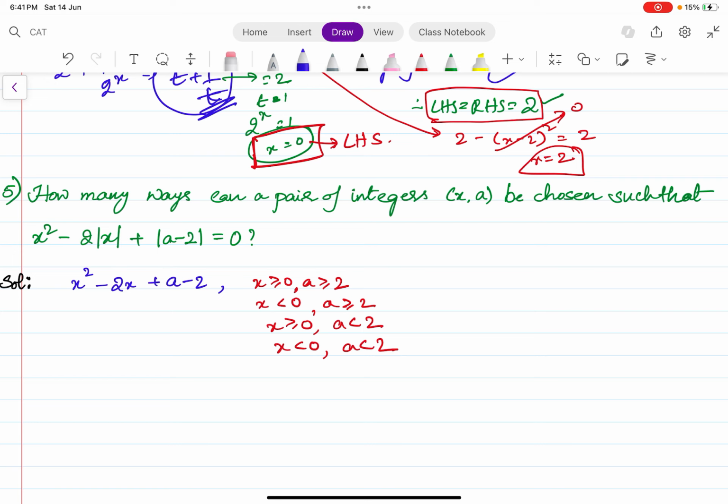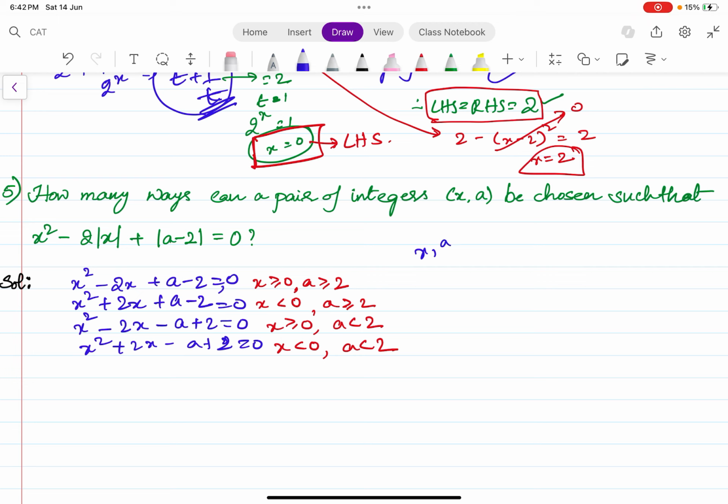What are the corresponding equations? x square plus 2x plus a minus 2 is equal to 0, of course. And then you have x square minus 2x minus a plus 2 is equal to 0, and x square plus 2x minus a plus 2 is equal to 0. Here they are asking the values of (x, a). So let us do it for the first equation and then see what it brings up.